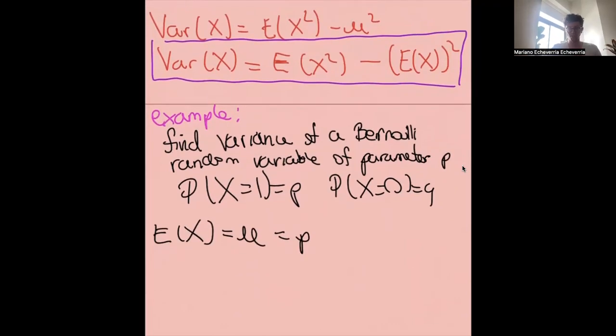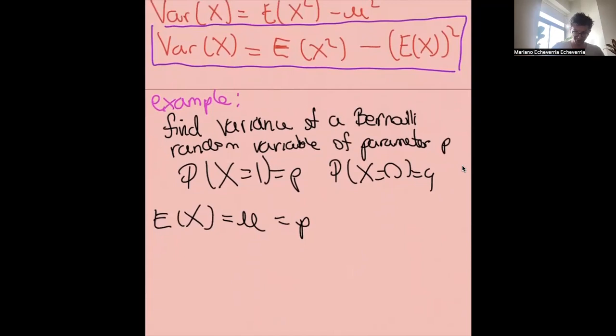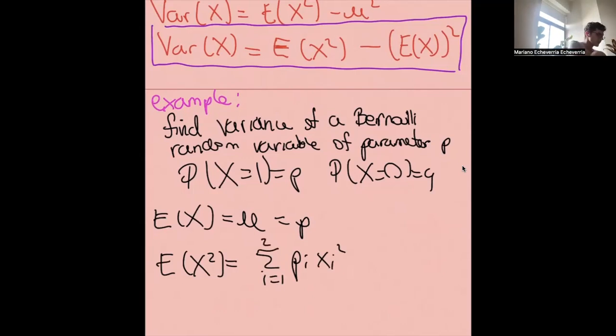And then for the second moment, what's the formula? It's the same formula as before for an average, except that you're averaging the squares of the values. So it's a sum that goes from 1 to 2 in this case, because there are only two values.